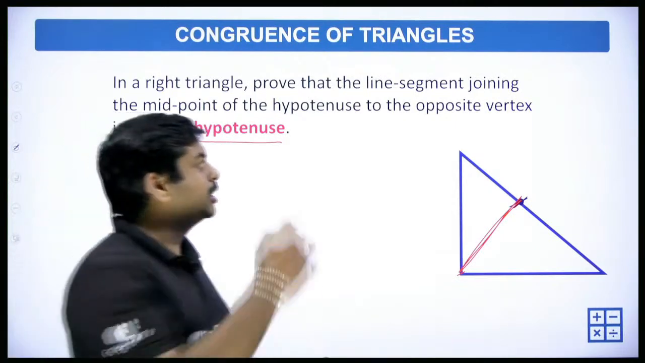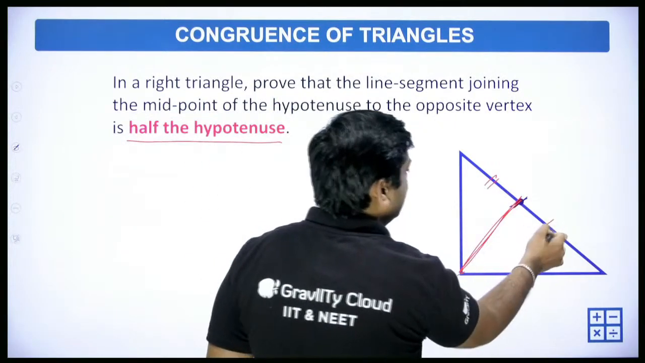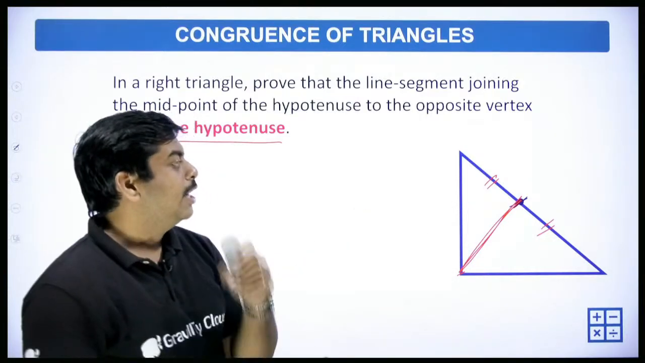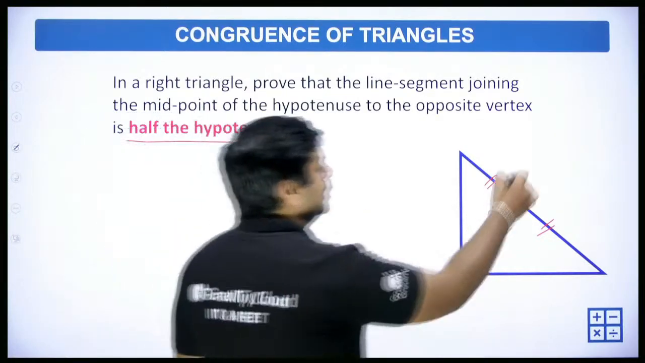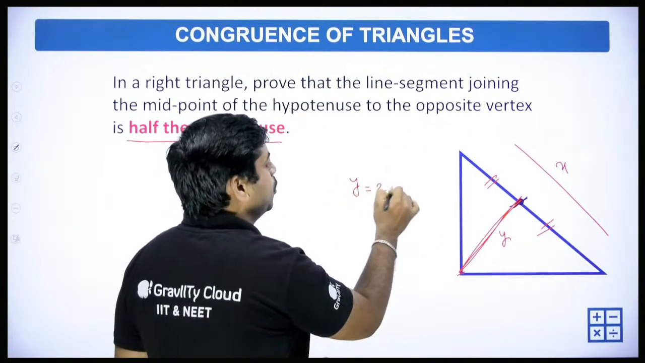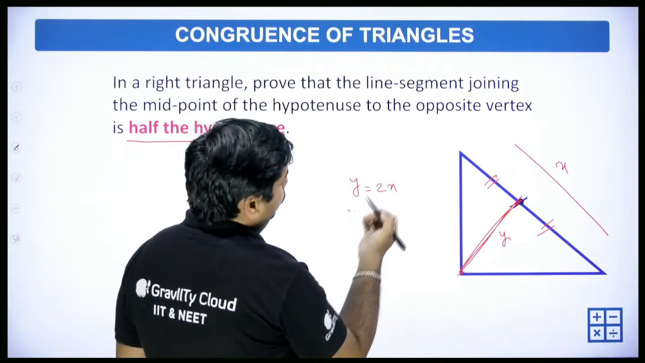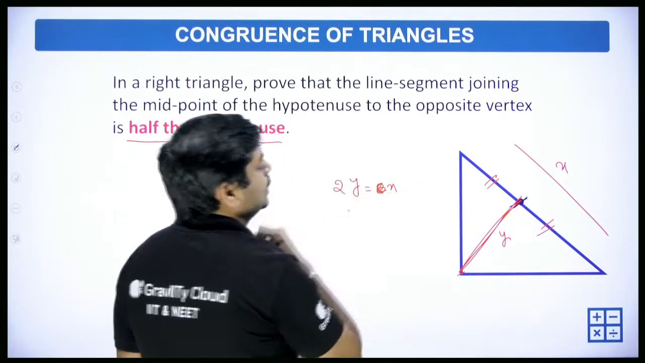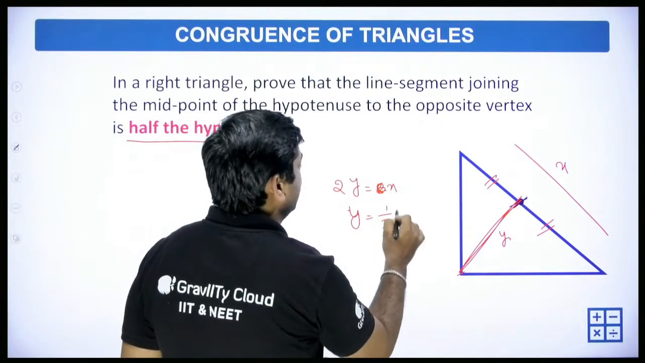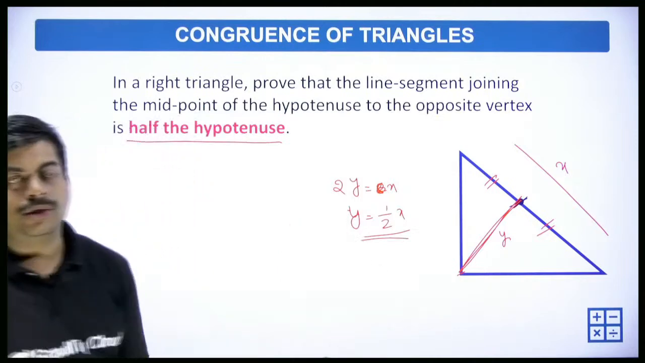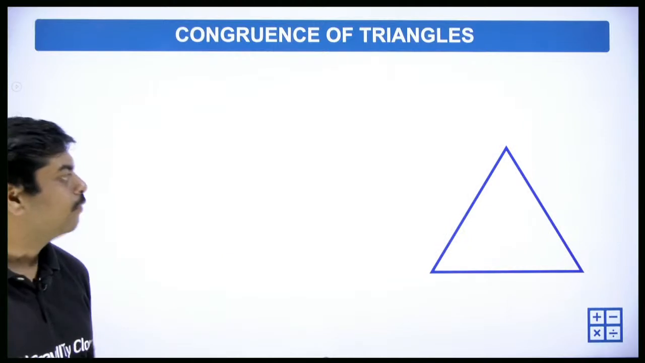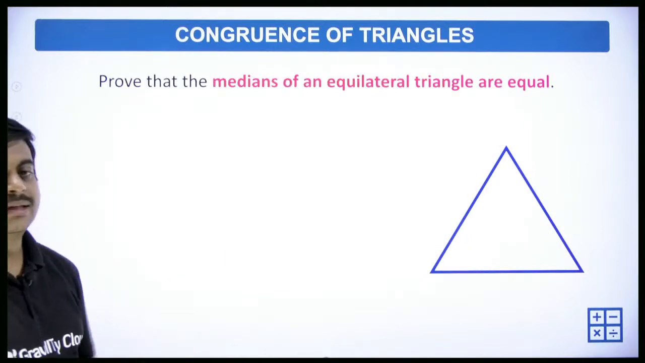There is small information given, it is already a midpoint, so these two sides are equal already. So from there you can try to bring more relations. You need to prove that, for example, this is x and this is y, right? So 2y is equal to x, or y is equal to half of the hypotenuse. We need to show that it is half of x, right? So use the different congruences and try to bring those relations. We have a couple more questions on the same thing, which we can discuss in the next class.